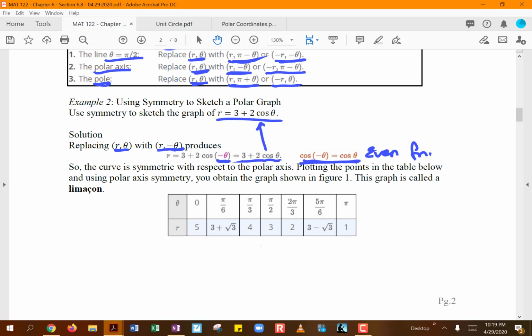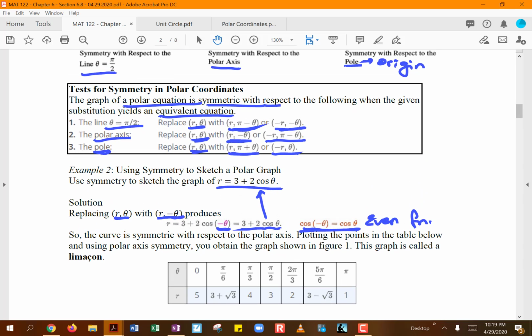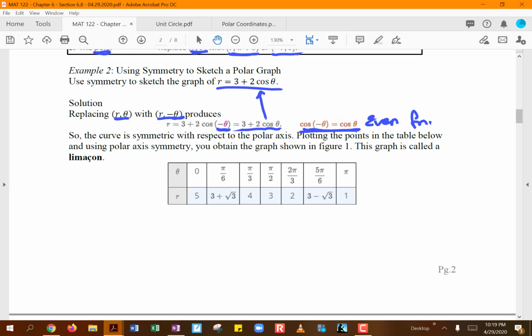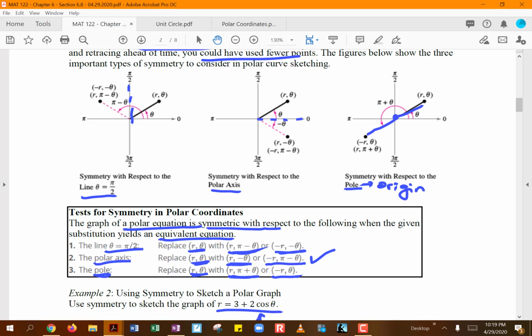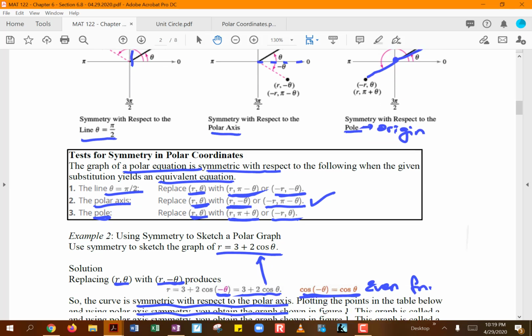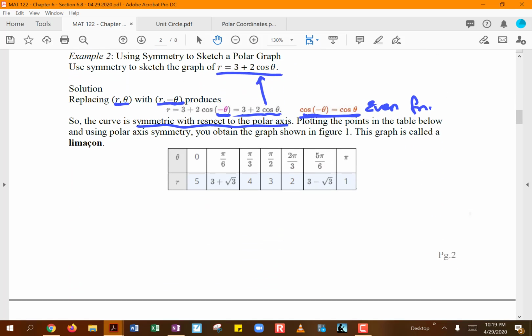Since it is an even function, cosine of negative theta just becomes cosine of theta. So in this case, we used r and negative theta. This was the second case over here. And since we came back to the original equation, we can say we have symmetry with respect to the polar axis. So symmetry with respect to the polar axis is going to be the second graph, the one in the middle over here.